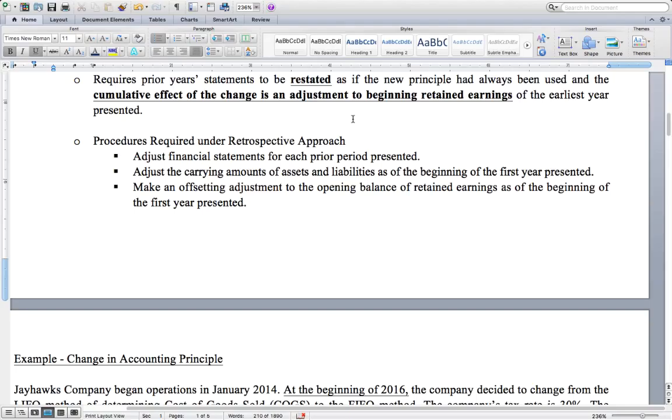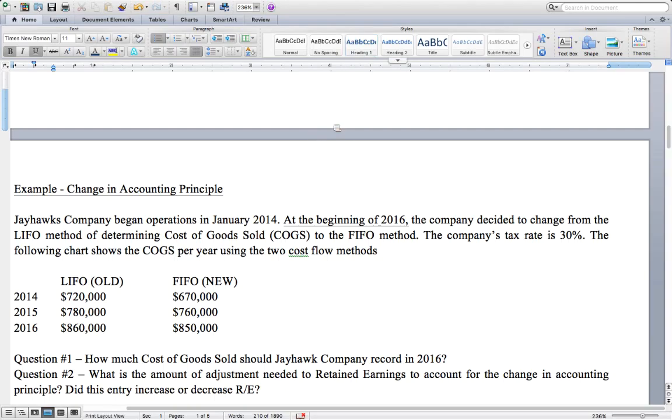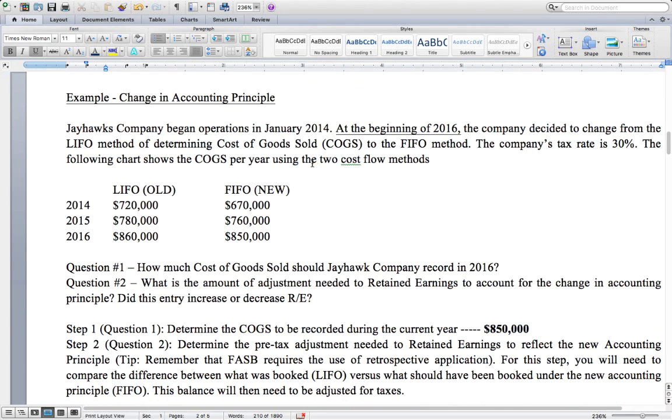While all 3 of these steps need to be considered, we will focus our attention on an adjustment to retained earnings. We will not focus our attention on the carrying amounts of assets and liabilities and correcting those. Specifically, I just want to show you how to look at what the change to retained earnings will be. So, in your packet, there is an example here.